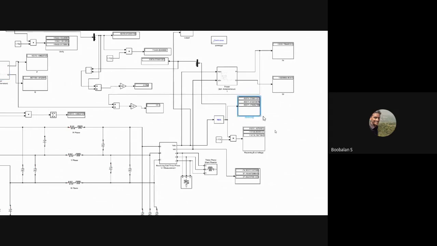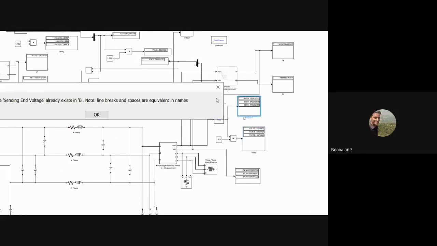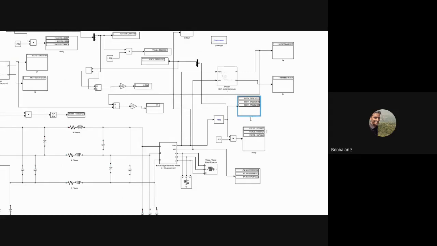Receiving end voltage. Okay. Actually, one more name is there. So this is what a self-verifying verification block. This is what my receiving end voltage.